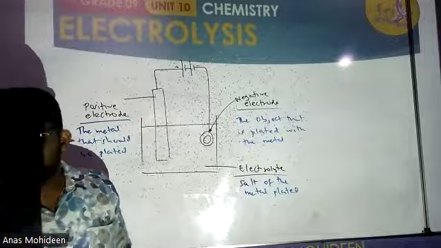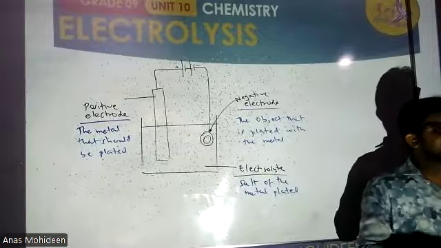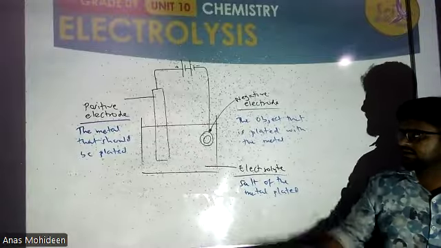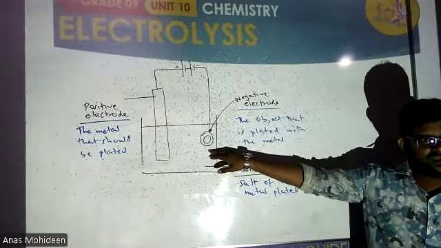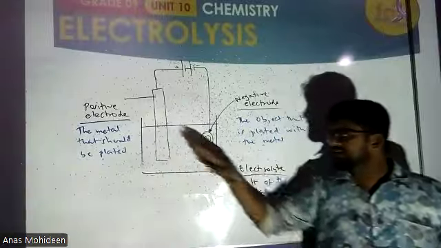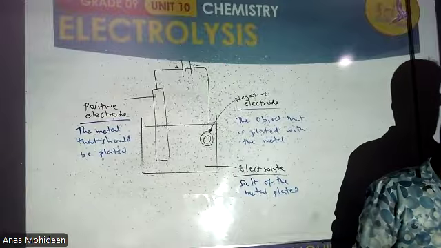Now, let's say you want to plate an iron ring or iron bracelet with silver. Then the iron object you have to use as the negative electrode, the silver rod as the positive electrode, and silver-containing salt as the electrolyte. You understand that point? Clear?